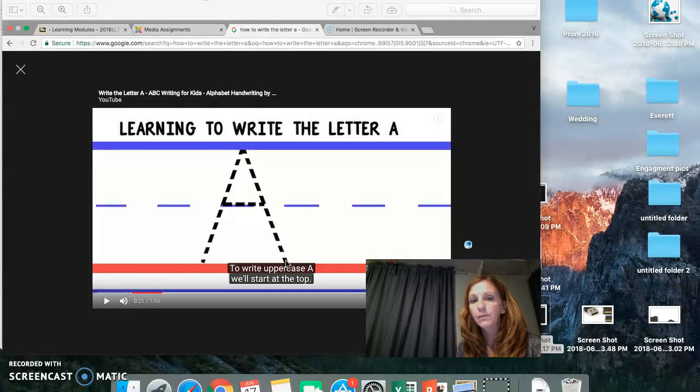And then when we get to the bottom of the second line, we pick up our pencil and we draw a horizontal line this way.